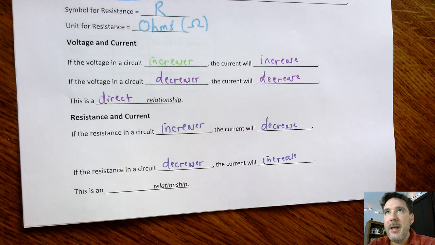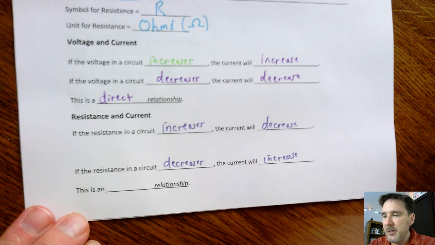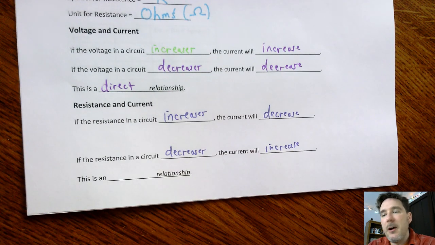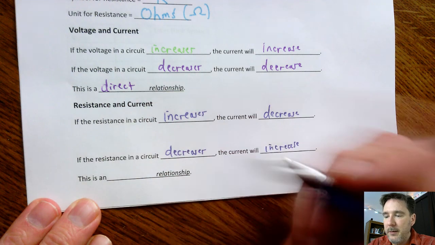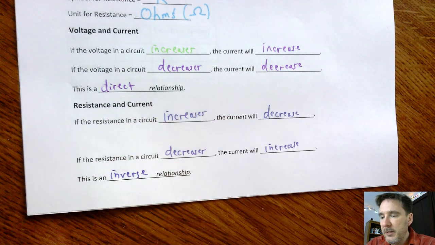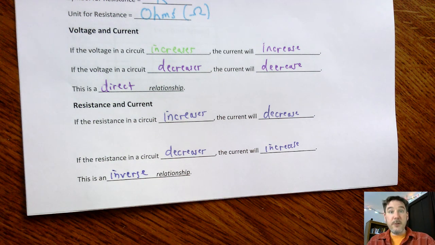How do I say this? You can't change the current to change the resistance. It doesn't work out like that. If you change the resistance, you could change the current. And since when resistance goes up, current goes down, and the opposite is true, this is what we call an inverse relationship. In other words, an inverse relationship is one goes up, the other one goes down. That's all that means. All right.